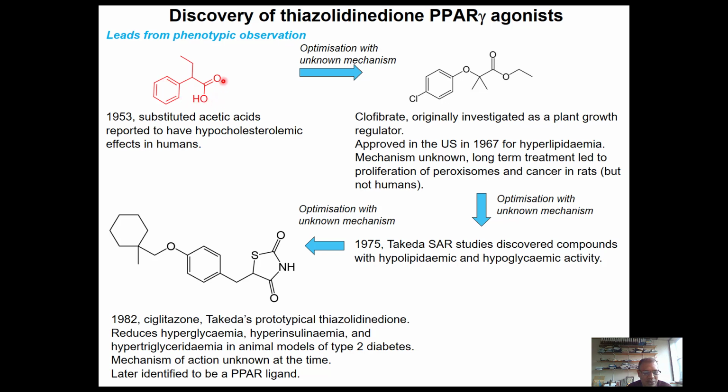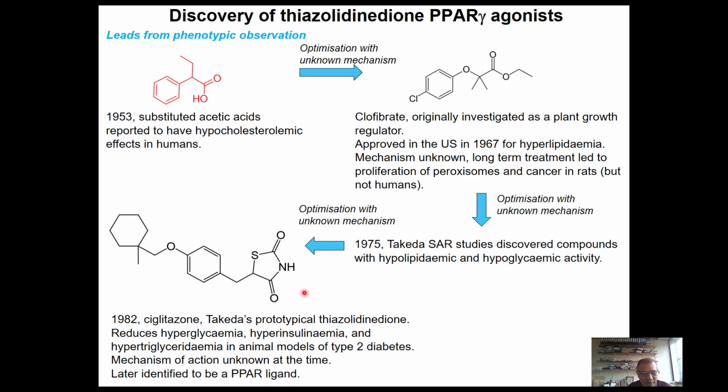There were these simple carboxylic acids that were reported to have an effect on lipid levels in humans. And eventually this led to additional compounds in this series like clofibrate, which was at one time approved for hyperlipidemia. And although the mechanism was unknown, pharmacologically, long-term treatment with these compounds led to proliferation of the peroxisomes, which is a cellular organelle, and this later was used in the naming of these compounds, as we'll see in the next slide. And these compounds were worked on by various pharmaceutical companies.